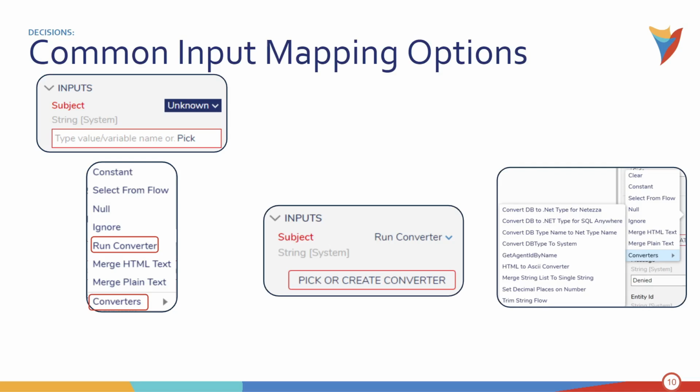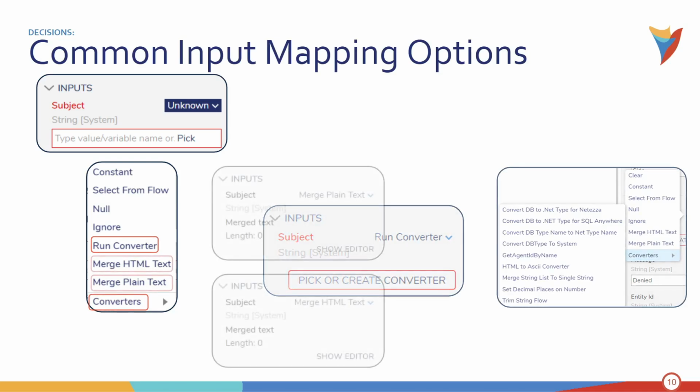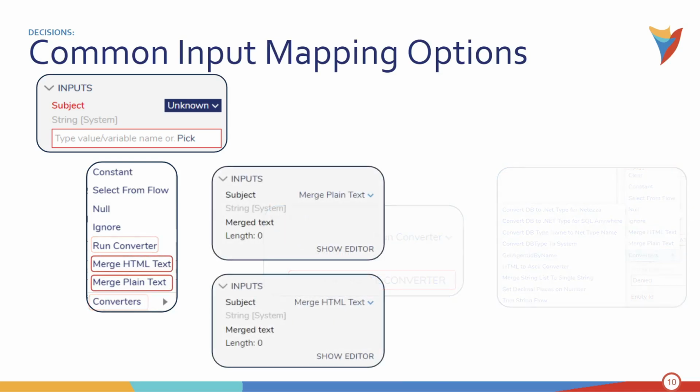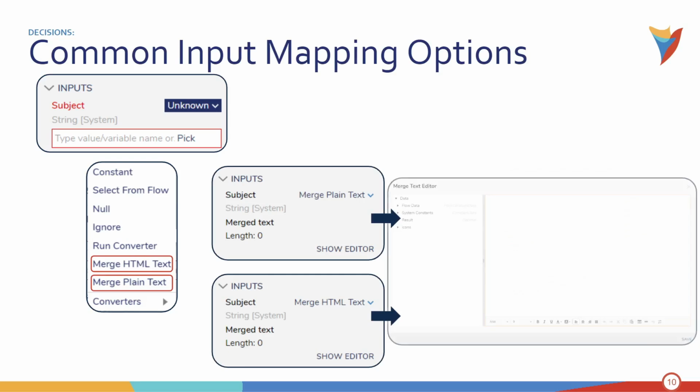Converters allow a user to run a flow that can take in data and output a completely different type of data that the step needs. By expanding converters, you can see suggestions for the next step, or you can pick or create your own so you know what you are looking for. Finally, you can merge strings into either HTML, which allows options like font styles, or plain text.